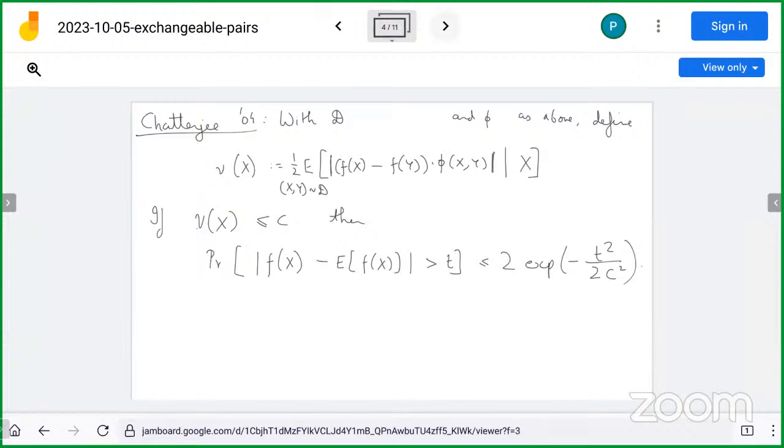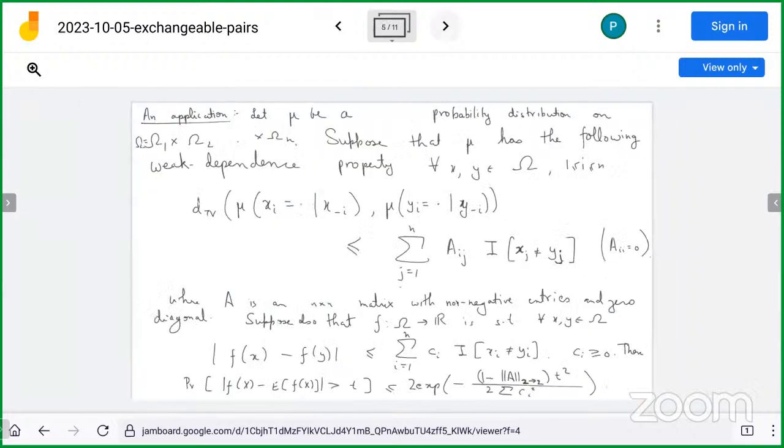So mu of x was defined to be half of the conditional expectation of the absolute value of the product: you sample from the exchangeable pair, look at f(x) minus f(y) times the function F(x,y), take the absolute value of this, and take the conditional expectation with x fixed. If this quantity is always less than or equal to c, then we have a quantitative bound. I think we did not prove it; we'll prove this. And then we started to get an application.